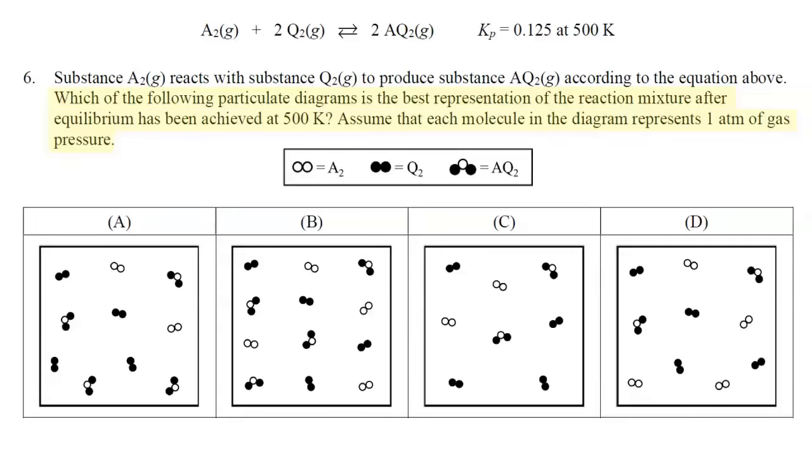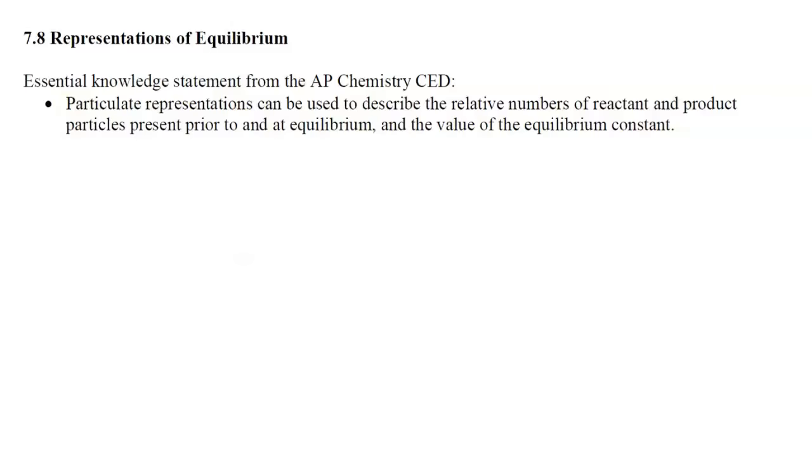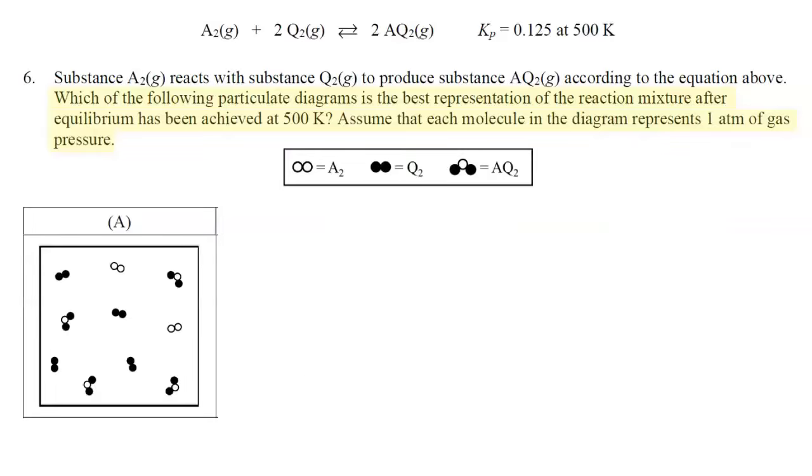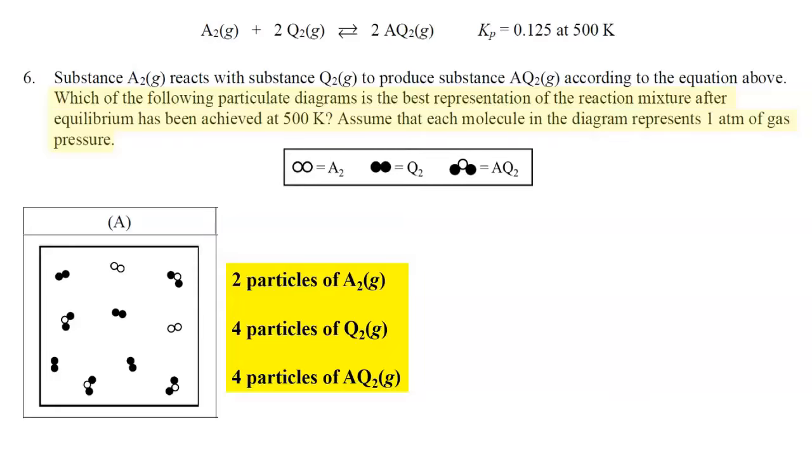So question 6 falls under topic 7.8, representations of equilibrium. And the essential knowledge statement says that particulate representations can be used to describe the relative numbers of reactant and product particles. So let's go ahead and take a look at particle diagram A, and then we'll analyze how many particles of each substance are present in each of these four diagrams. So with diagram A, I can see 2 particles of A2, which are represented by the white circles. I see 4 particles of Q2 represented by the black circles, and then I also see 4 particles of substance AQ2.